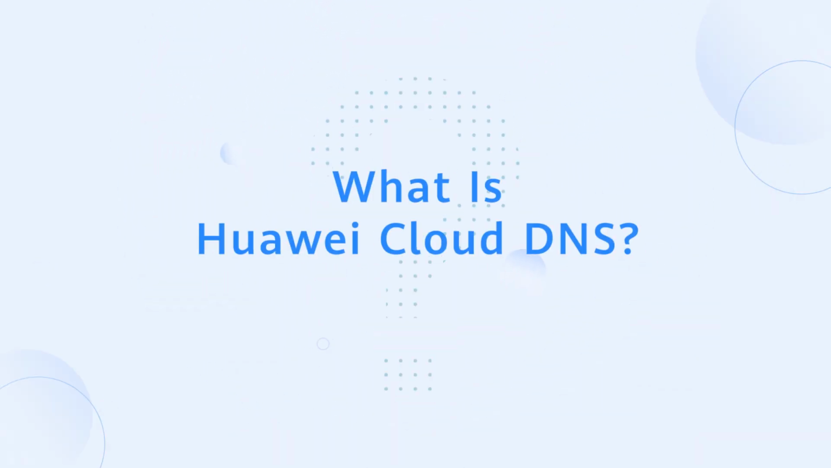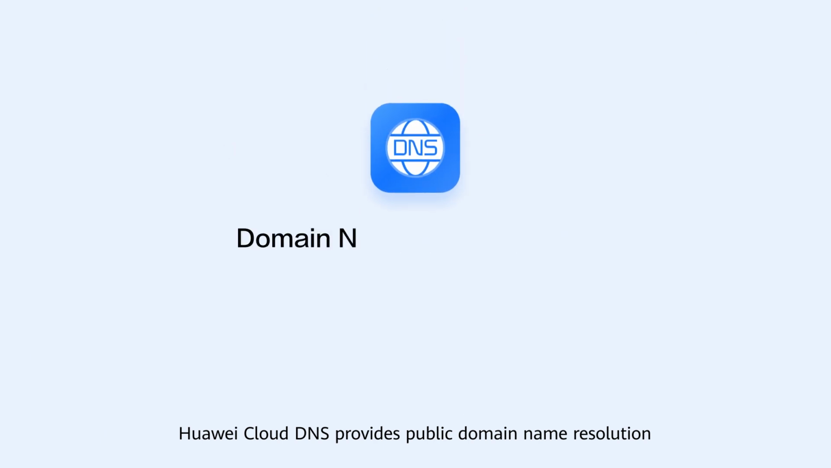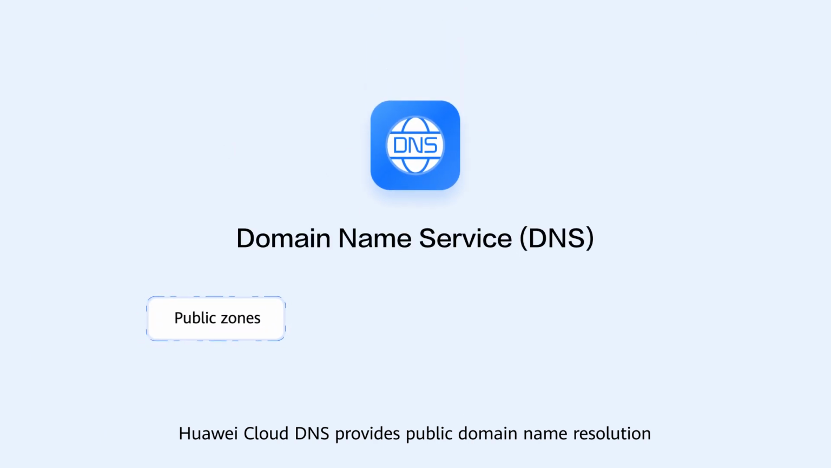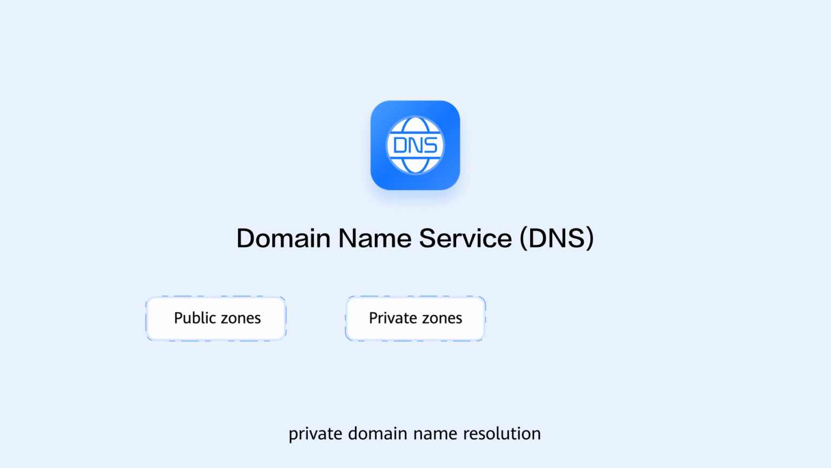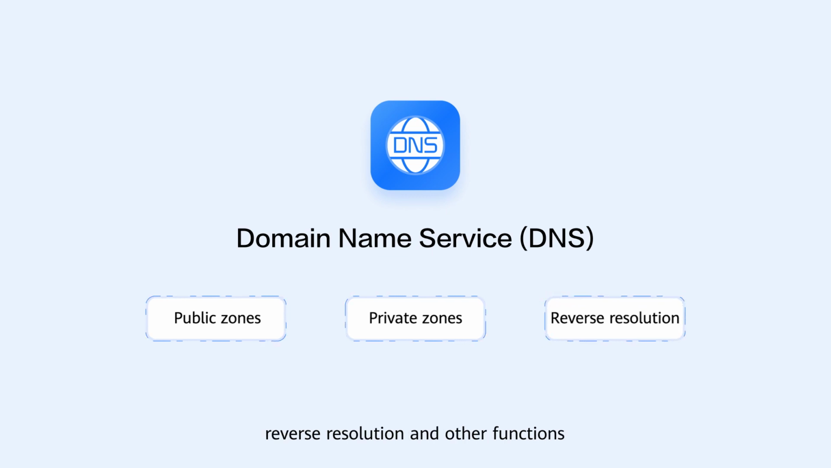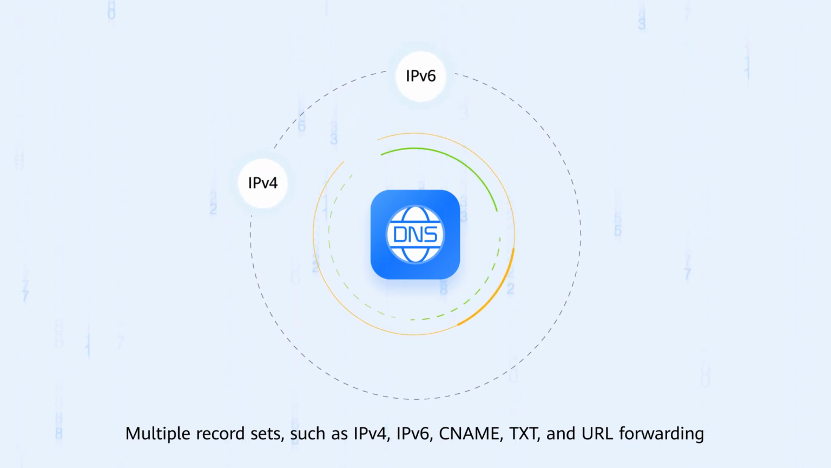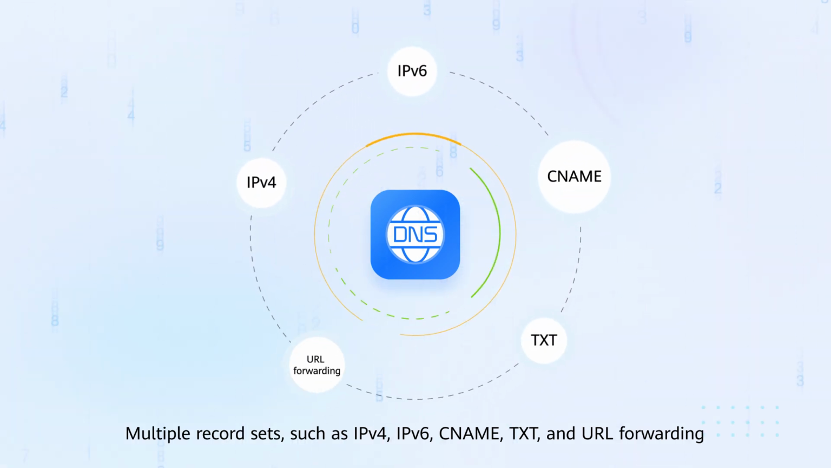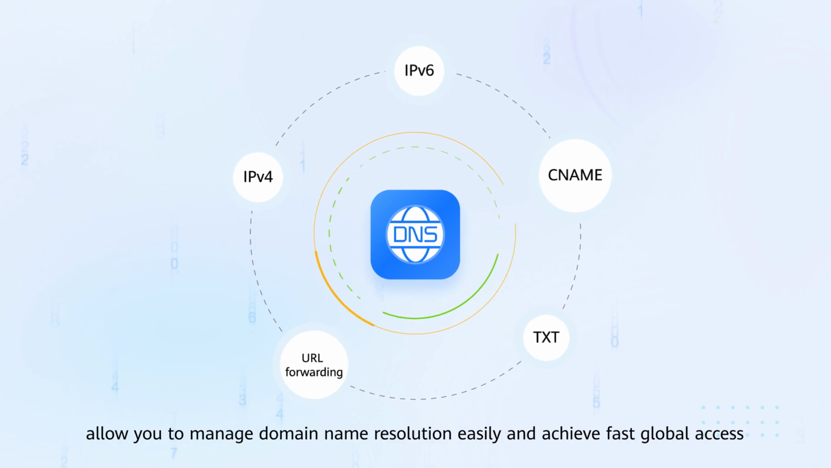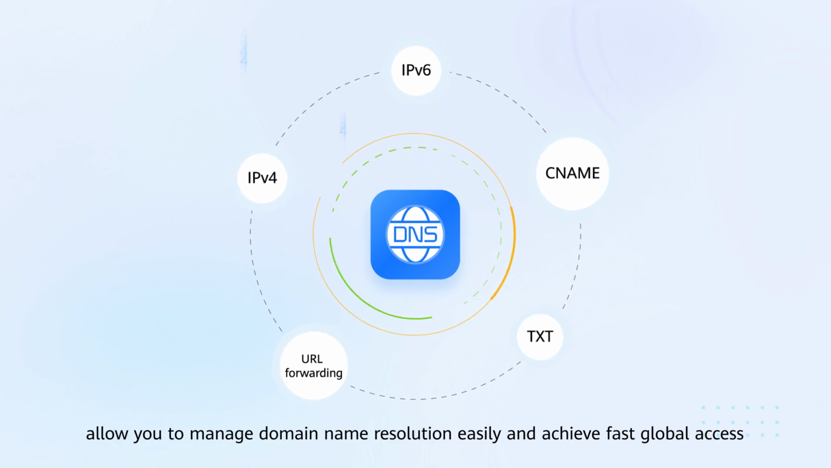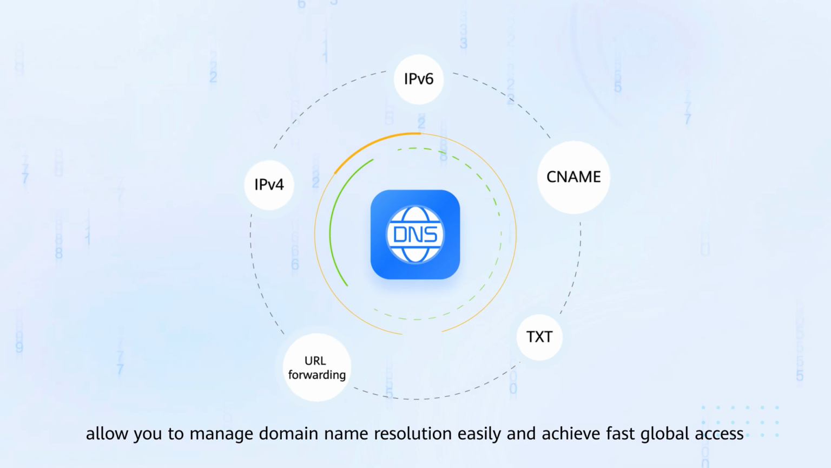What is Huawei Cloud DNS? Huawei Cloud DNS provides public domain name resolution, private domain name resolution, reverse resolution, and other functions. Multiple record sets such as IPv4, IPv6, CNAME, TXT, and URL forwarding allow you to manage domain name resolution easily and achieve fast global access.